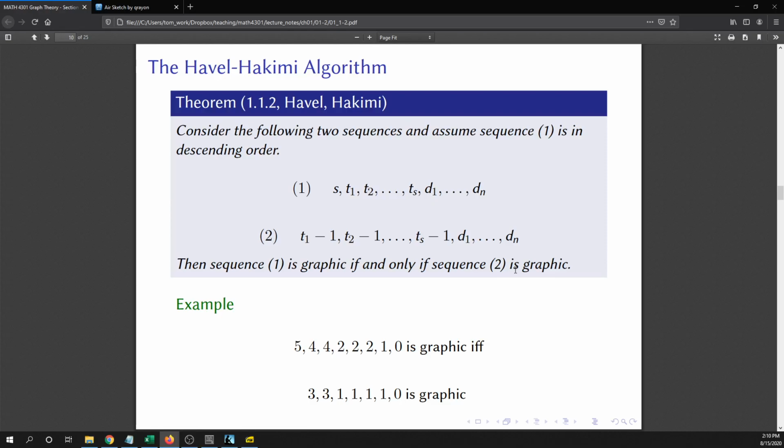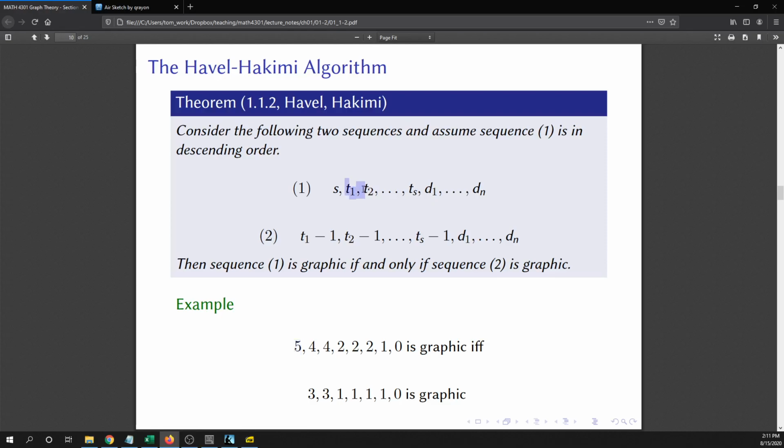So it says, consider the following 2 sequences and assume sequence 1, this one right here, is in descending order. So here I have a degree sequence, right? And so here, whatever the first number is in that sequence is called S, right? So S will be the biggest number in the sequence. So for instance, in this example, it's 5, right? So S would be 5 here.